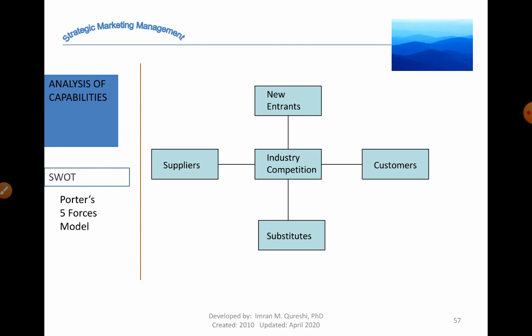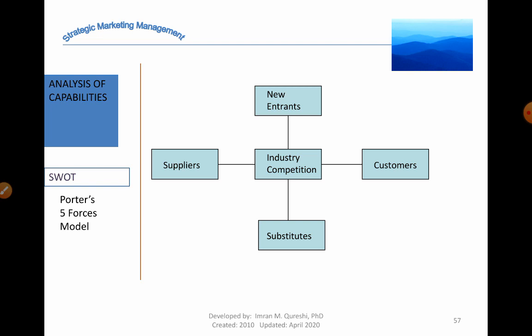Okay, so if a company has better access and better control, or maybe a better connection or relationship with the suppliers, then that would be taken as a strength as compared to competitors. If not, then it will be taken as a weakness.